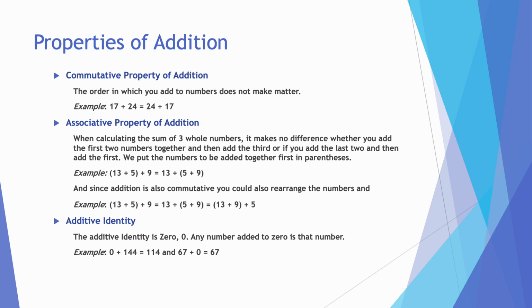First, the commutative property of addition. In this property, the order in which you add numbers together does not matter. So for example, 17 plus 24 is the same as 24 plus 17.